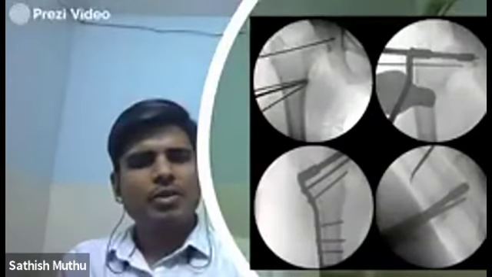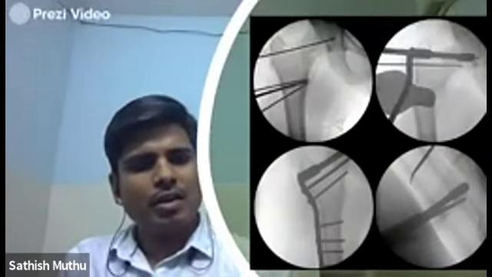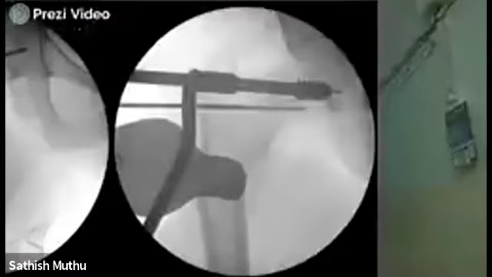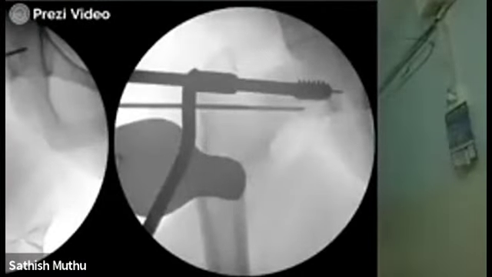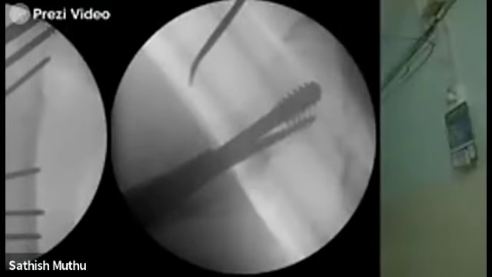First, you can see the guideway for the lag screw is being put in the head, and the wedge has been marked with K wires. The guide wire is being put and the wedge is being marked with the K wires, and then the head screw is being put and the osteotomy is being made. Here the osteotomy is being fixed with the DCS plate, and it is confirmed in the lateral view so that the position of the osteotomy and the neck is right and the screws are in the right place.